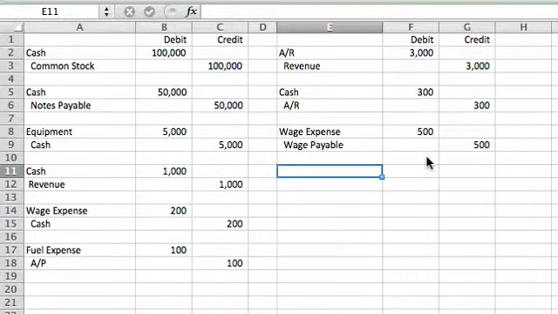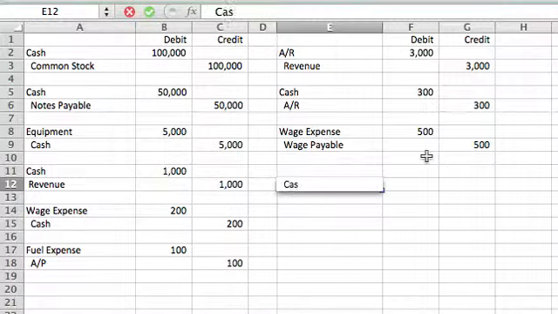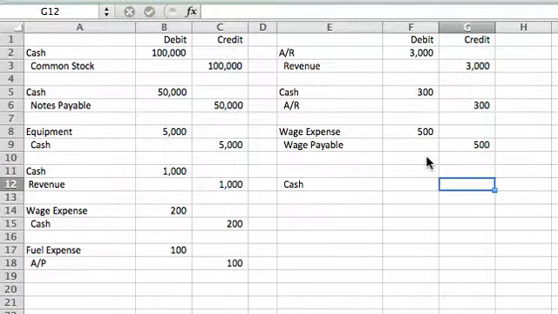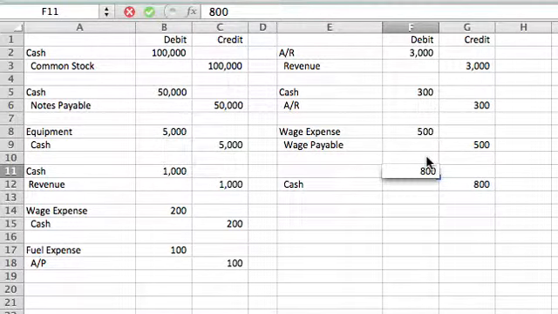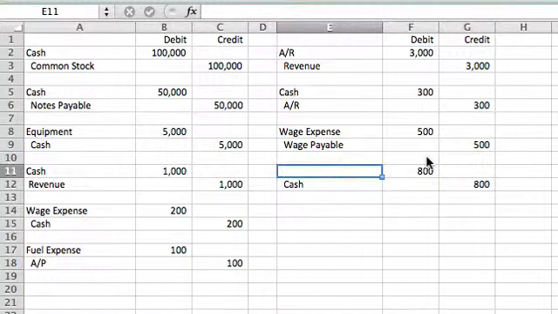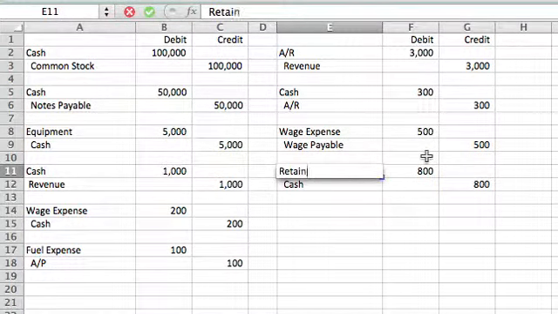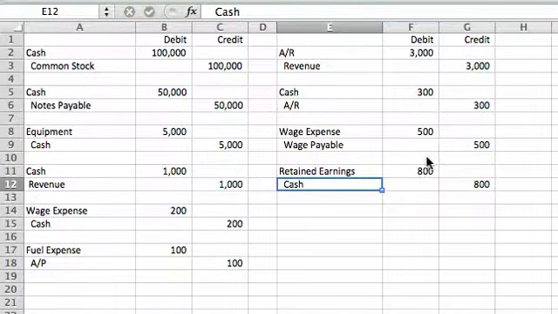The last transaction was that the company paid a cash dividend. So it decreased cash by $800. And it also decreased retained earnings because it paid out some of its retained earnings. Thus, we debit it because to decrease an equity, we debit it. This ends our example of using journal entries to express the transactions that we did in class.